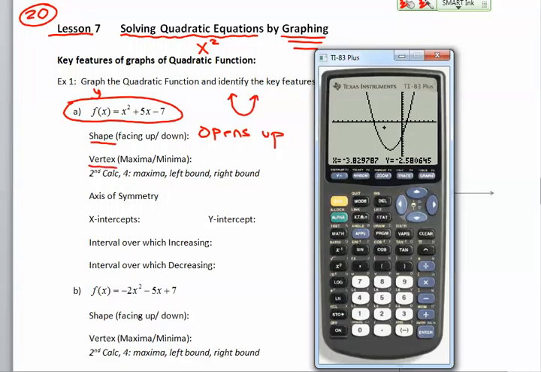Is your vertex a maxima or a minima? Or a maximum or a minimum? In our case, our vertex is right here. Since our graph opens up, our vertex is the bottom point of our graph. That means we have a minimum, okay? And we can actually calculate this value in your calculator right here. Go to second calc. You're going to select number 4 for, well, let's see if it's a maximum or a minimum. Get a new calc up in here.